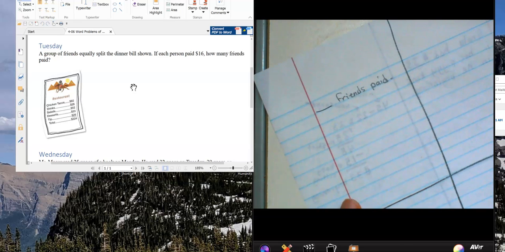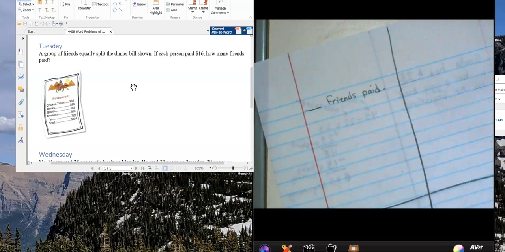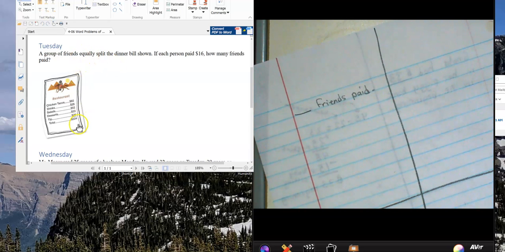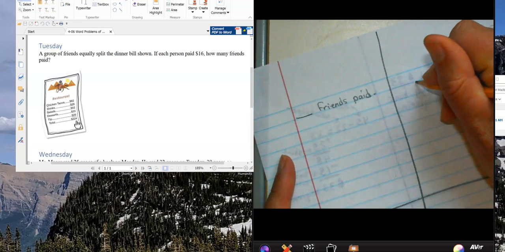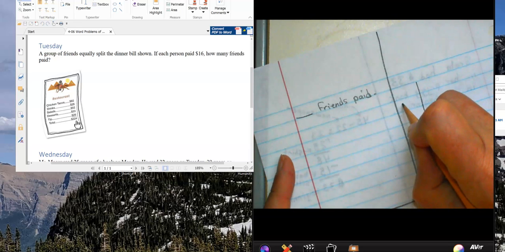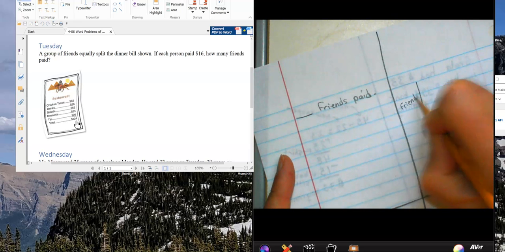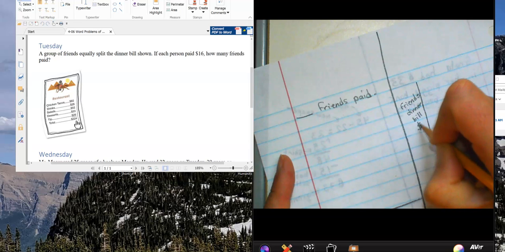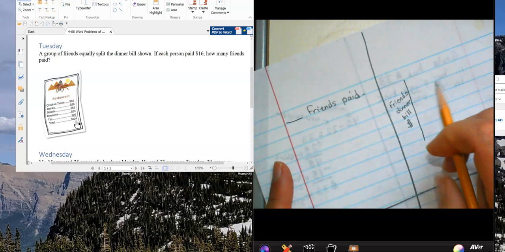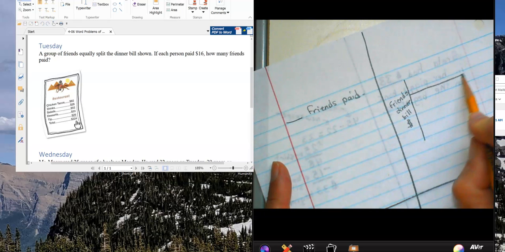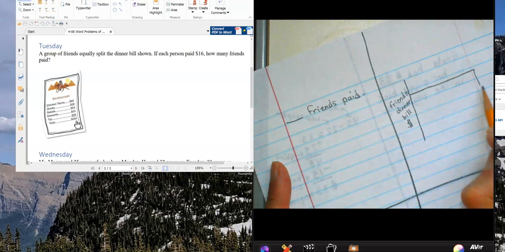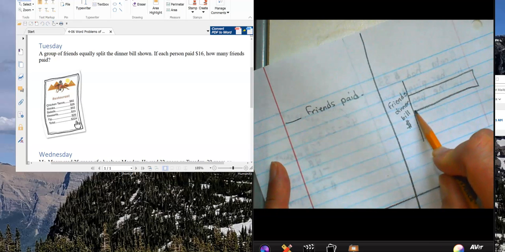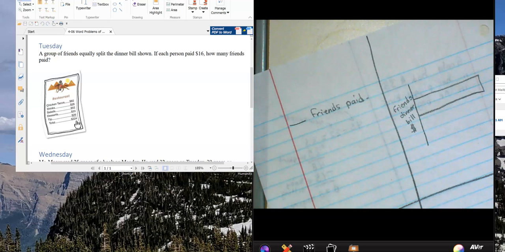The next thing I want to do, since I've got an answer sentence, is make my model. I'm looking at this, and they're talking about friends. They're paying a bill, and that's in money. So I'll call this the friends dinner bill, and maybe a dollar sign to show this is talking about money. I'm going to make one unit bar to show this friends' dinner bill. And then I'm going to look at my word problem and see how I'm going to adjust my unit bar.